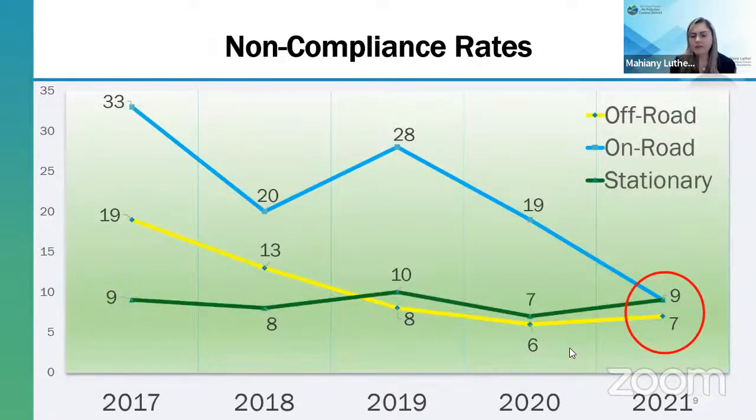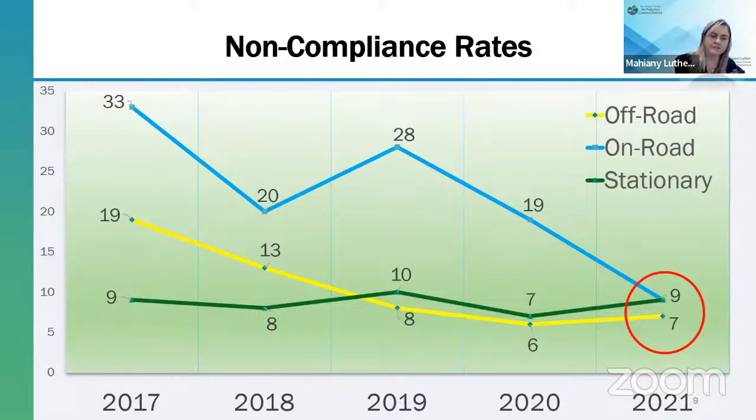The mobile source non-compliance rates have been decreasing since this program was established in 2017, which means that now sources subject to the rules we enforce are largely in compliance. On average, the non-compliance rates were about 25%, and now it's about 8%, which is similar to the non-compliance rate for stationary sources, as you can see on this slide.